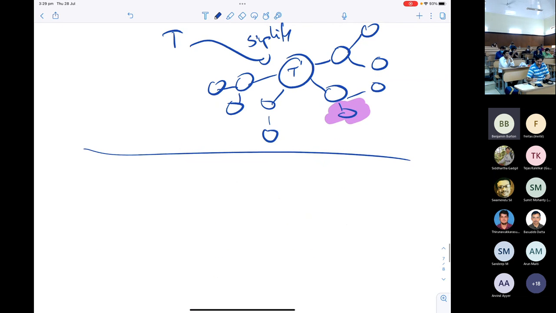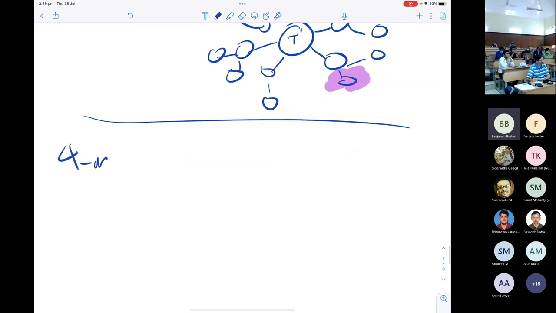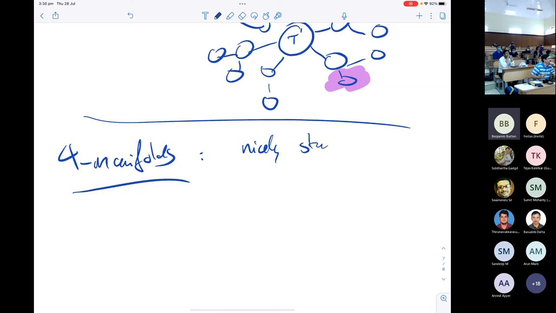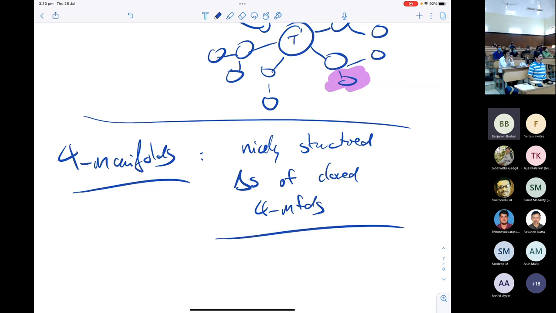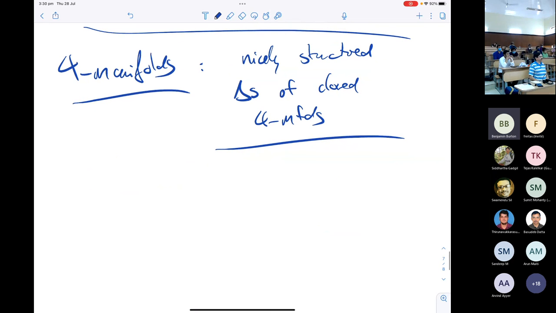Let me just say one more thing before I move on, and this is in four manifolds. This is something that we are just starting to look at with four manifolds: similarly looking for nicely structured triangulations of closed four manifolds. And again, remember that in general, recognizing four manifolds is undecidable. There is no algorithm to solve it. So this is something that Rodi Burke is starting to look at the moment.